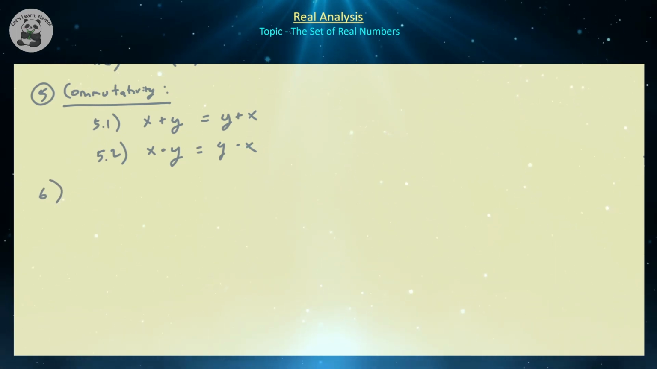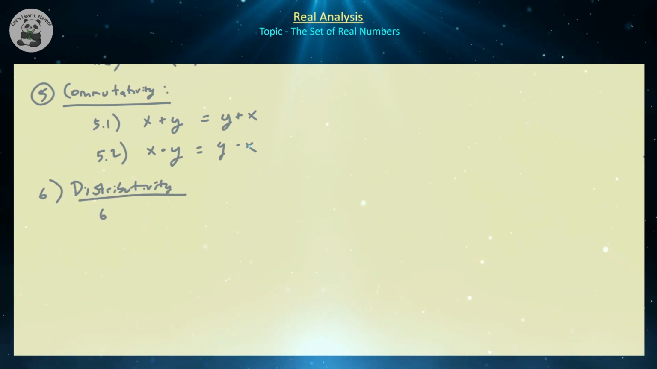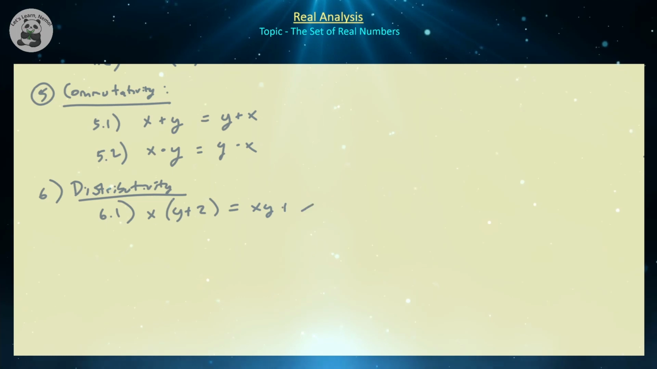The sixth property combines the two into a property called distributivity. It says that, let's see how do we want to write this, x times the quantity y plus z is the same as xy plus xz. And you could also write this in the other fashion, x plus y times z.